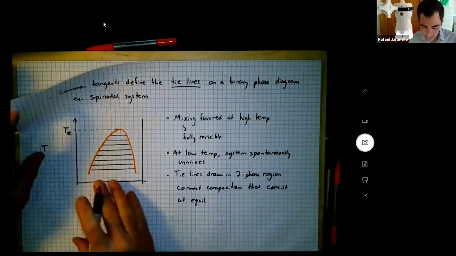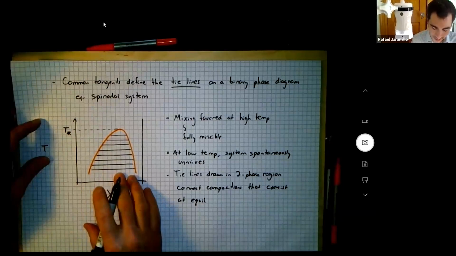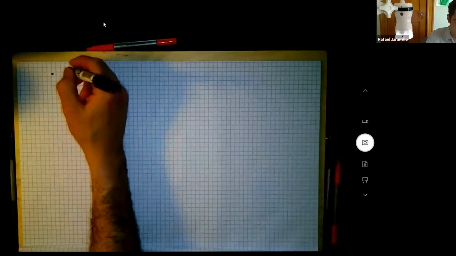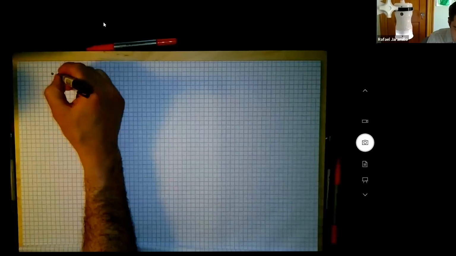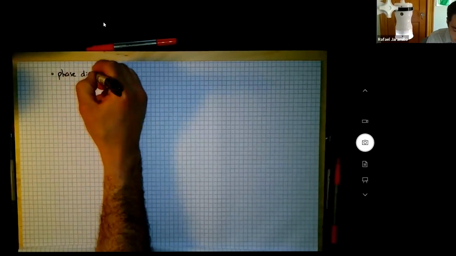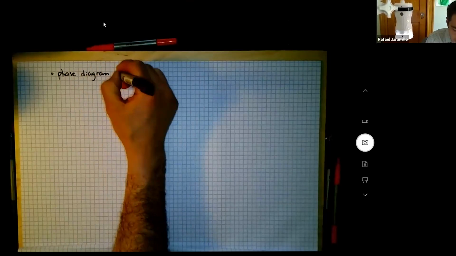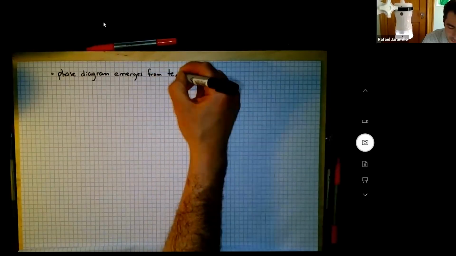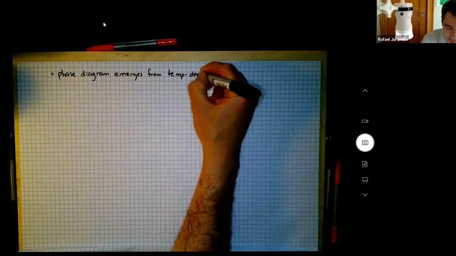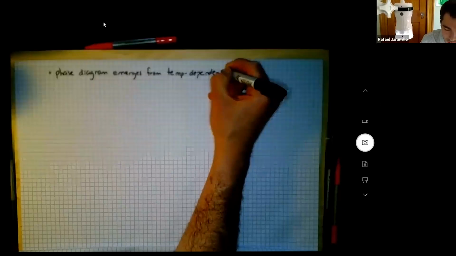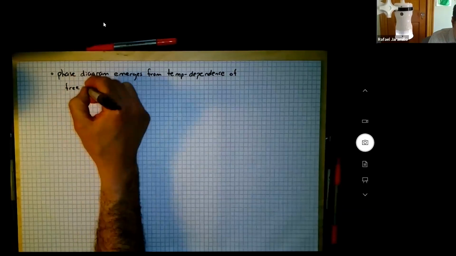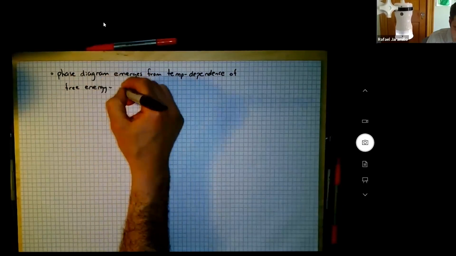And so this is a reminder basically of what tie lines are. How do the common tangents define the tie lines? They do it through the free energy composition diagrams. The phase diagram emerges from temperature dependence of free energy composition diagrams.